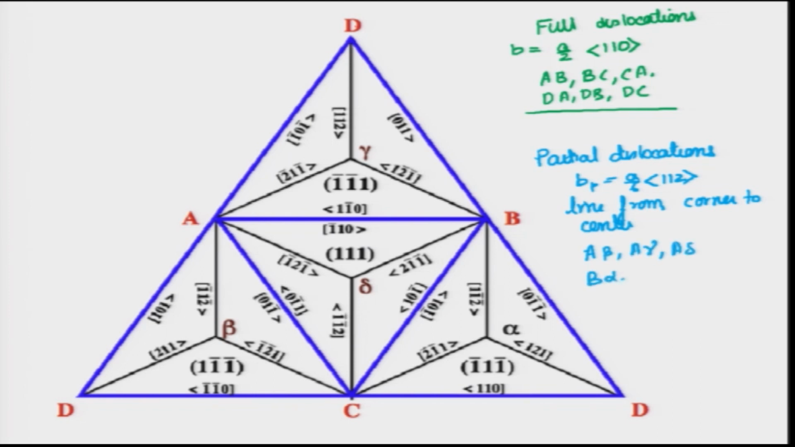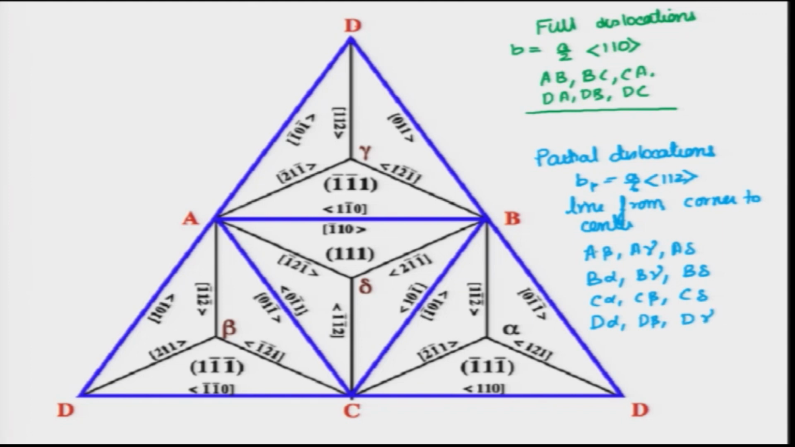For B, B alpha, B beta will not exist, B gamma will exist and B delta. For C, C alpha, C beta and C gamma will not exist, C delta will exist. So, of all the 4 possible combinations for each of these corners, one is missing. Now, you have to see what is the pattern. It is not very difficult to recognize.